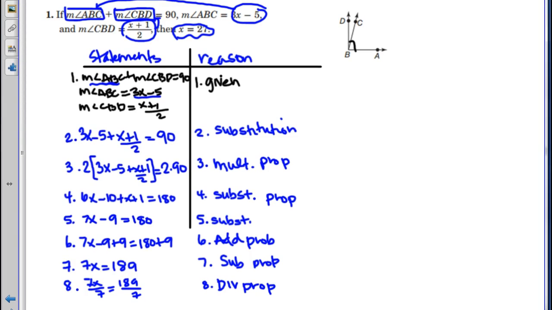So our number 9 step would be that x equals 189 divided by 7. 7 goes into 18 twice with 4 left over, and then 7 into 49 is 7. So x equals 27. And we found that by the substitution property, because instead of 189 over 7, we substituted 27 for that. And that's the end of our proof.